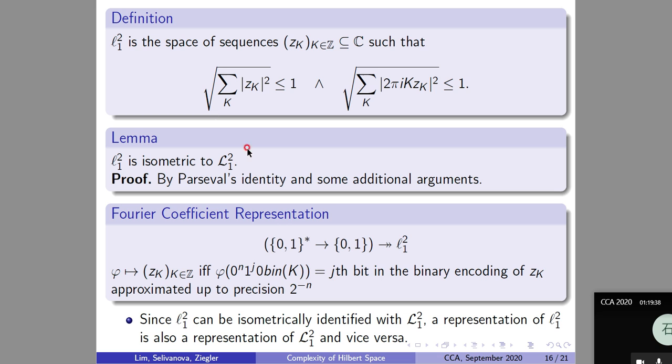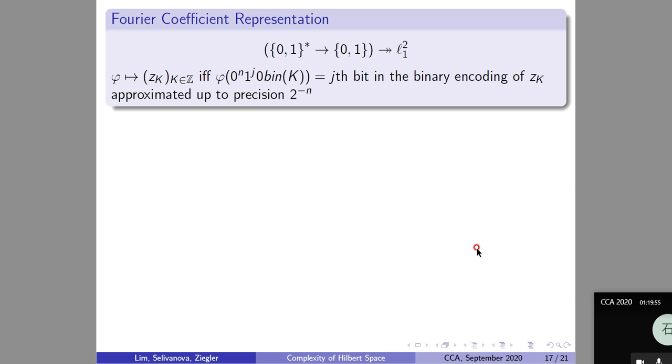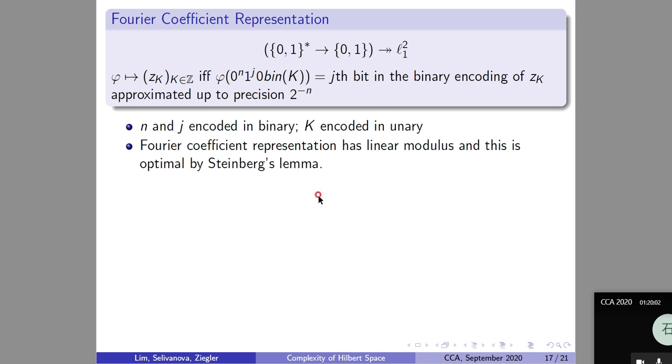Because this small L21 space and large L21 space are isometric, they can be isometrically identified. A representation of one is a representation of the other. They can be considered the same space and vice versa. So this is the Fourier coefficient representation, and as I explained, j is encoded in unary, k encoded in binary.